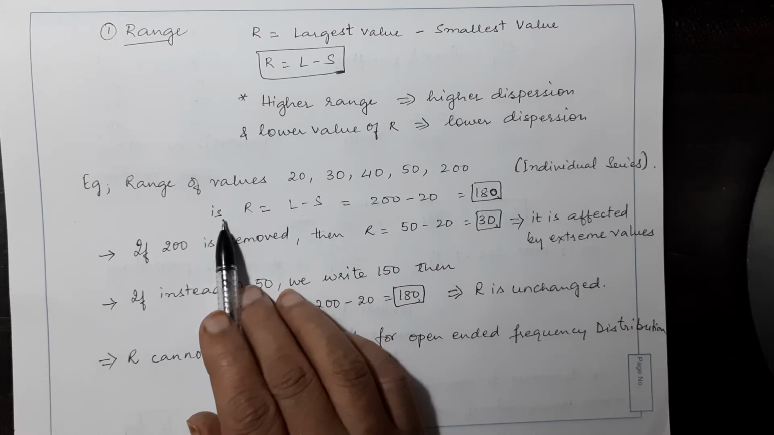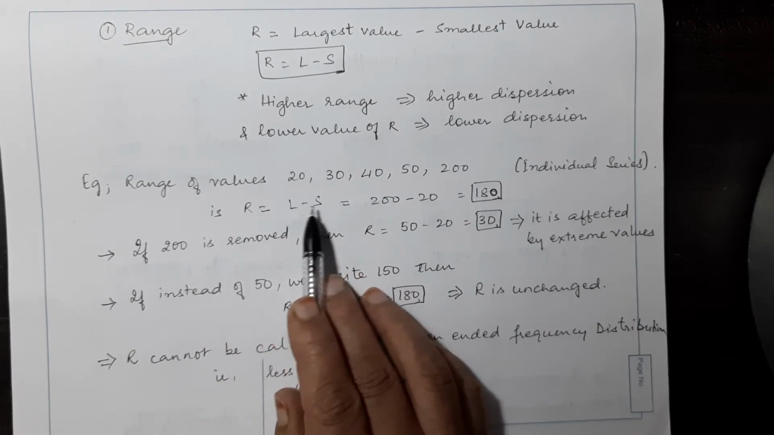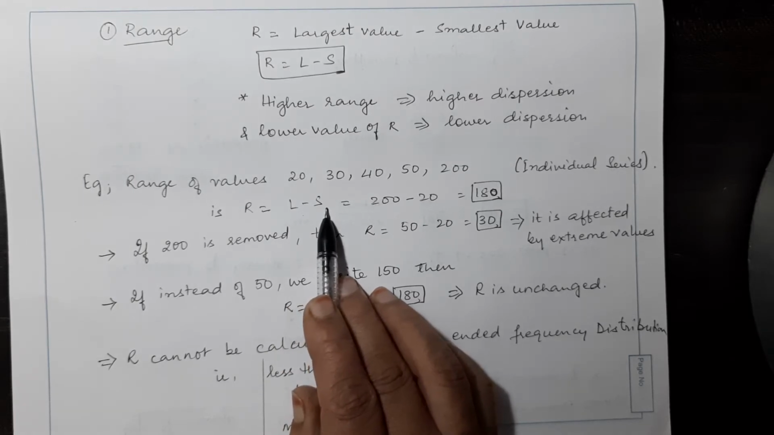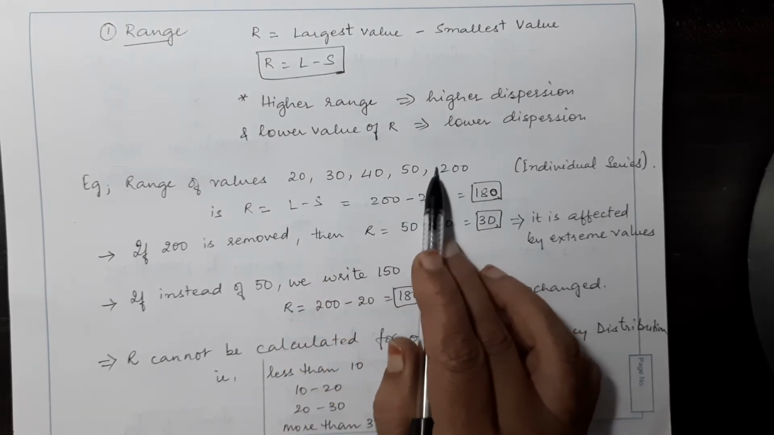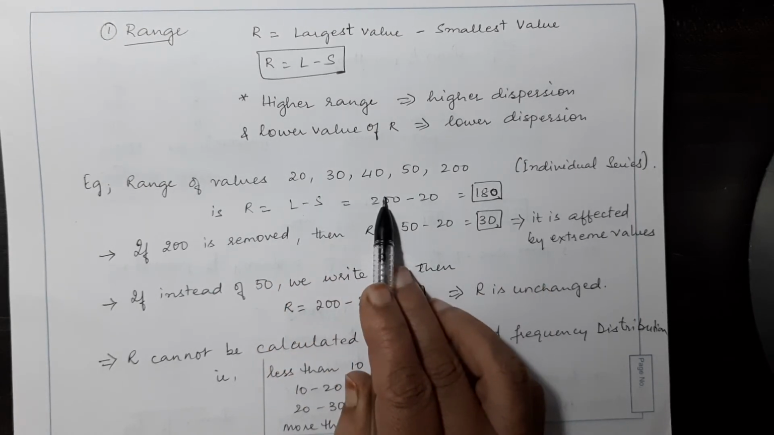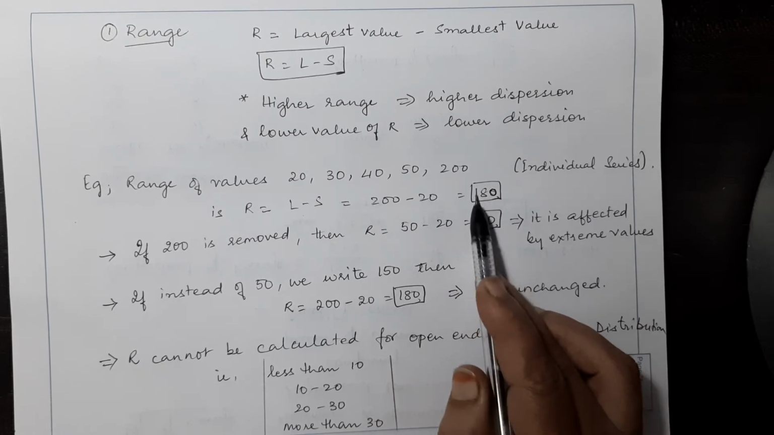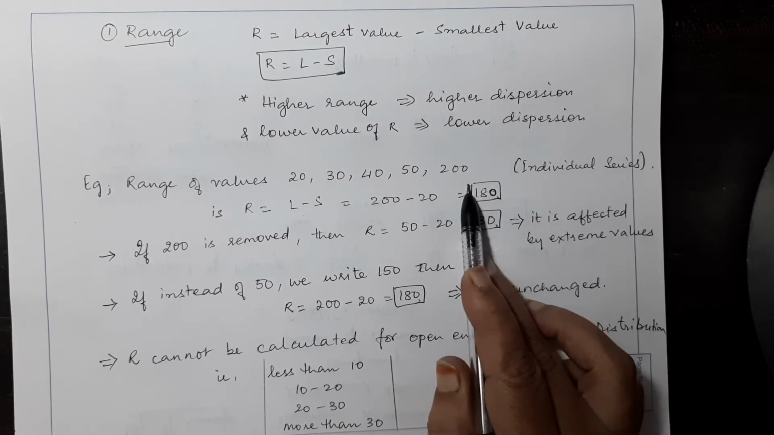Now, what is the range of these values? We know by formula, range is equal to the largest value minus the smallest value. Here, what is the largest value? 200. What is the smallest value? 20. So, 200 minus 20 gives us the difference of 180. So, this is the range.